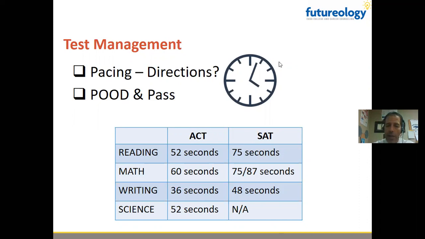On the ACT you have about a minute per question, and on the SAT there are 2 sections, but overall it's a little over 80 seconds per question if you combine both sections. So you'll have a little bit more time for the SAT. But when we talk pacing, I showed you the rabbit and the turtle, and I said it's about accuracy, and accuracy reigns supreme.